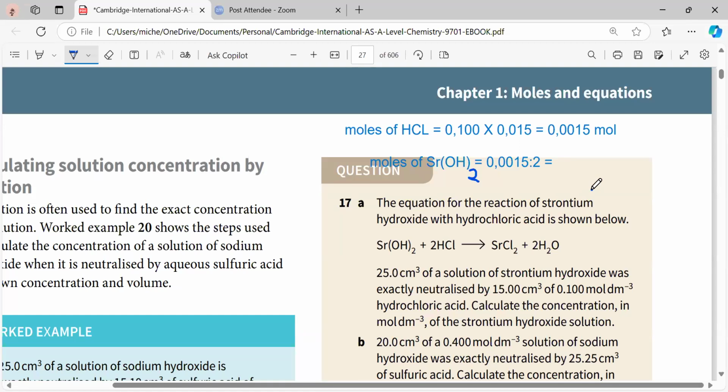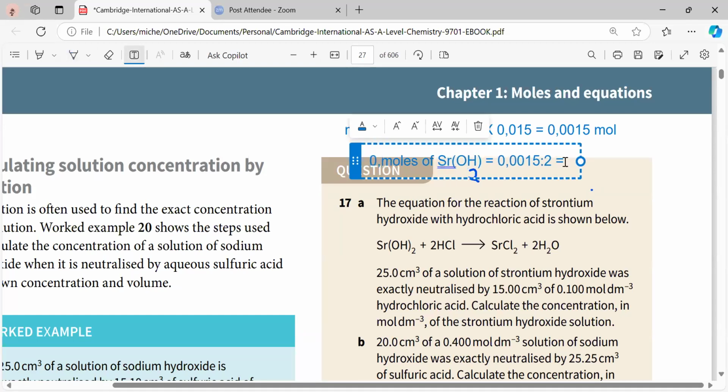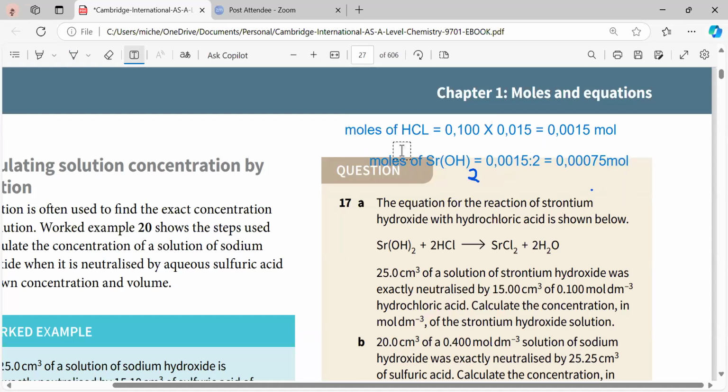Oh, sorry. It's actually 0.00075, not 25. Okay, so we have it, 0.00075. So there's 3 zeros there. So this is the number of moles of the strontium hydroxide. Okay, so now we find both moles for 2 of this.